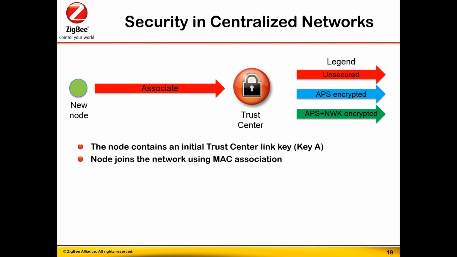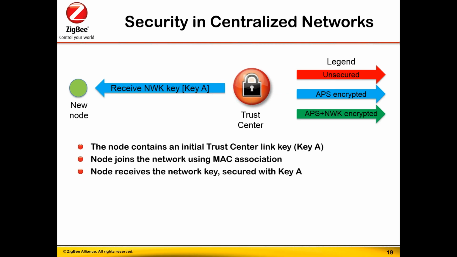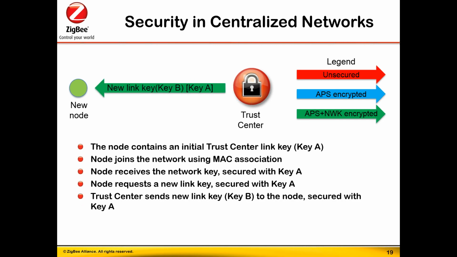from the MAC. Next step, the trust center then sends the network key to the new node, and it encrypts that with the initial key that the node has. That's key number A. The next step, the new node itself requests a new key from the trust center. Again, it's using that initial key that it has, that it was pre-configured with before it started. And then the trust center sends a new key that it generates, they call it key B. It puts that inside a message, and then again it encrypts that with the initial link key that node had.